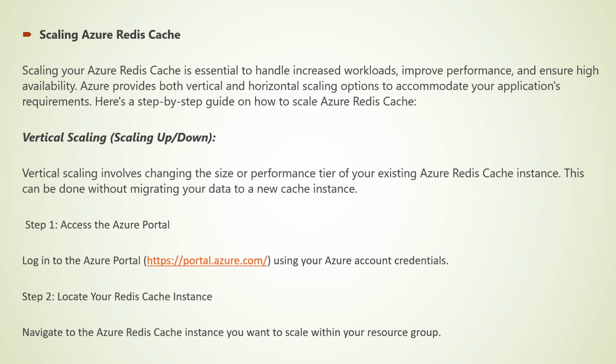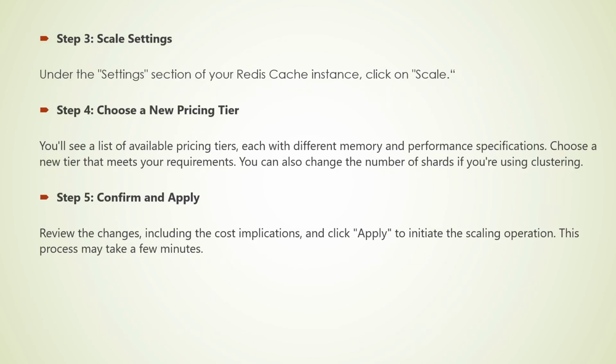Step 2. Locate your Redis Cache instance. Navigate to the Azure Redis Cache instance you want to scale within your resource group. Step 3. Scale settings. Under the Settings section of your Redis Cache instance, click on Scale. Step 4. Choose a new pricing tier. You'll see a list of available pricing tiers, each with different memory and performance specifications. Choose a new tier that meets your requirements. You can also change the number of shards if you're using clustering. Step 5. Confirm and apply.